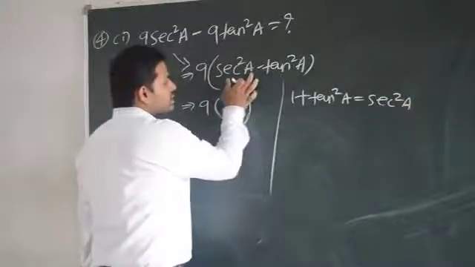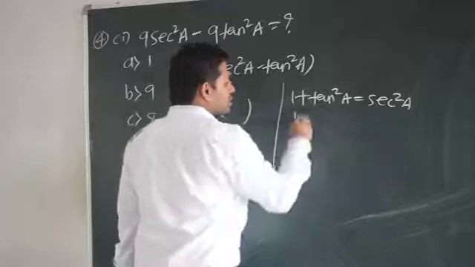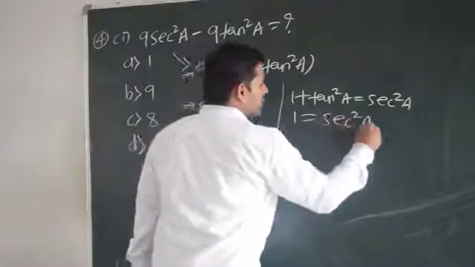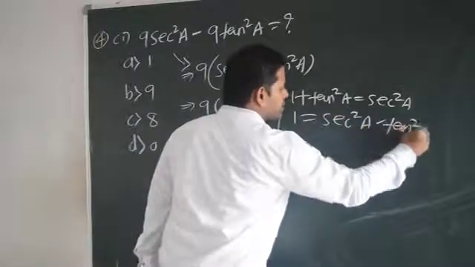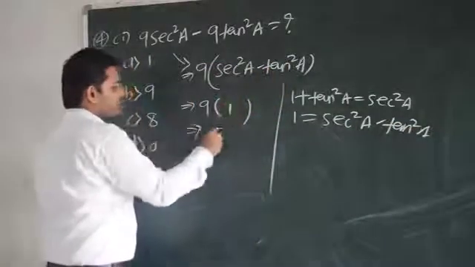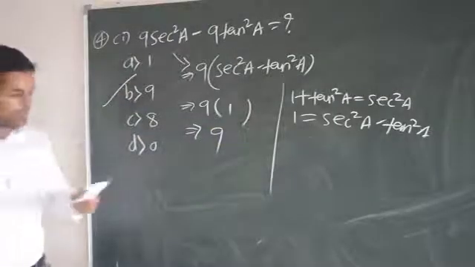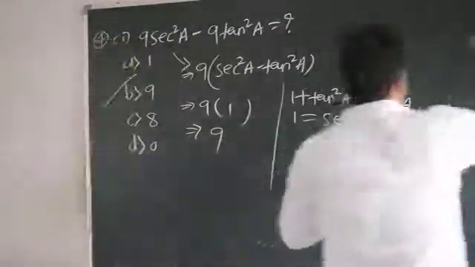But I want secant square A minus tan square A. Secant square is here. Let us send tan square A that side. So 1 is equal to secant square A minus tan square A. So secant square A minus tan square A means it is going to be 1. So answer will be 9. Here is the answer. Option B is correct. I hope it is clear in your mind. Now let us get into second question.